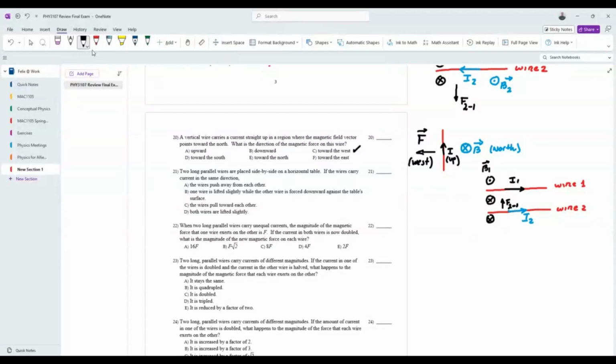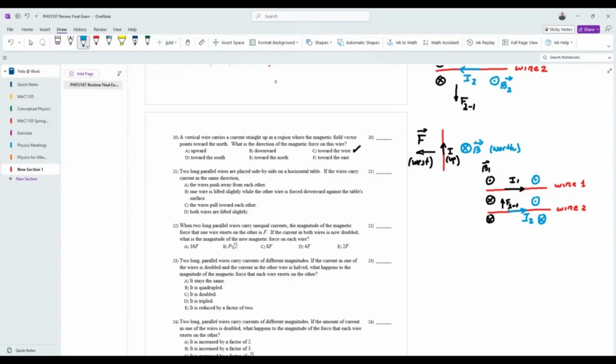Now we can do the same for the magnetic field due to I sub 2. So when you apply the right-hand rule to I sub 2, you put your thumb in the direction of I sub 2, and you wrap your fingers all around the wire 2. You will see how the magnetic field is leaving the plane above the wire 2 and is entering into the plane below the wire 2.